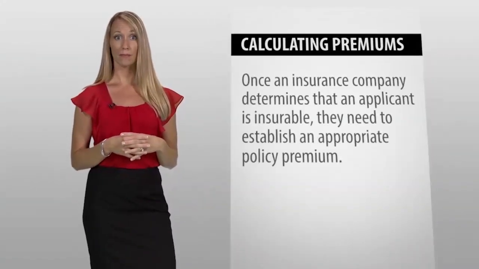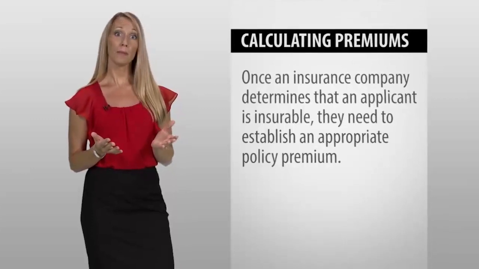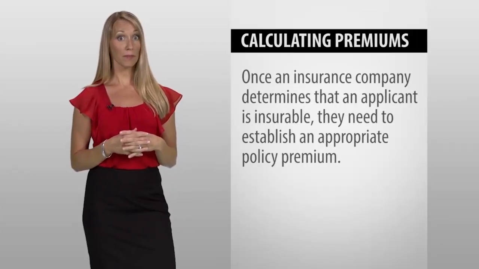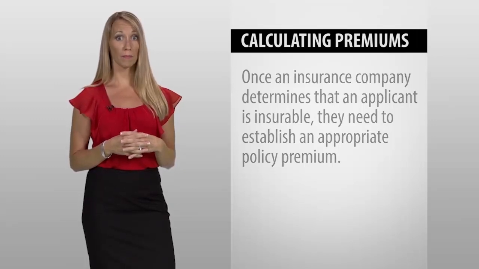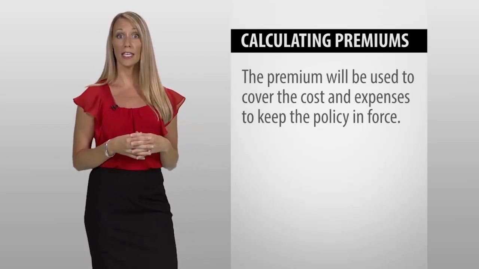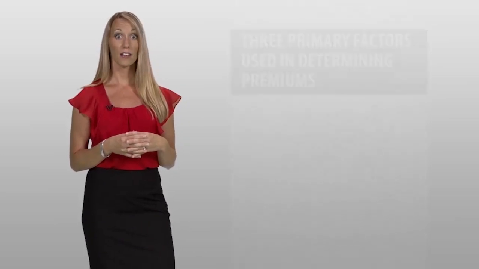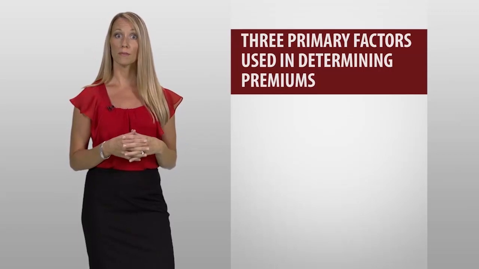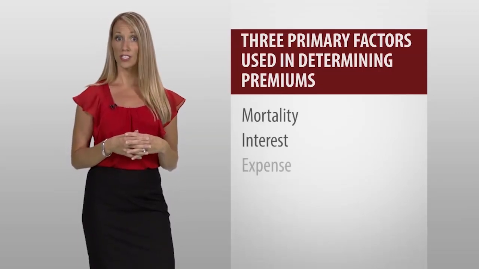Calculating premiums. Once an insurance company determines that an applicant is insurable, they need to establish an appropriate policy premium. The premium will be used to cover the cost and expenses to keep the policy in force. There are three primary factors used in determining premiums: mortality, interest, and expense.